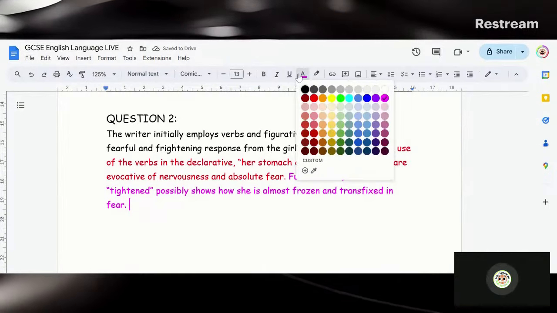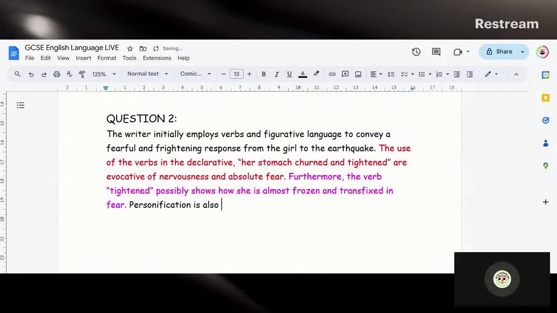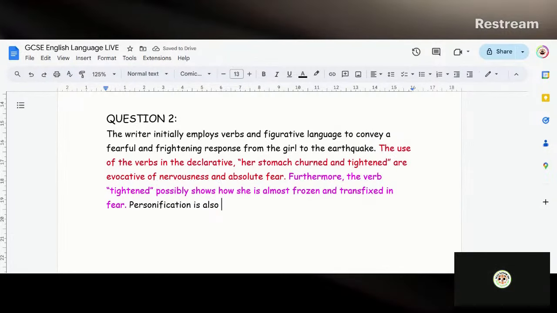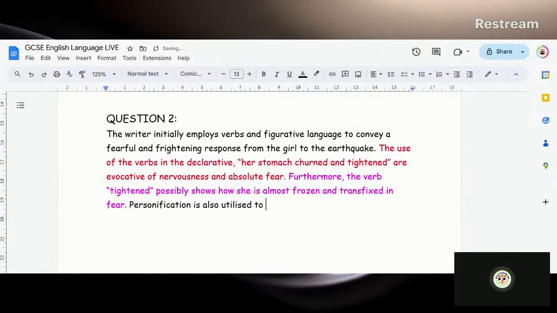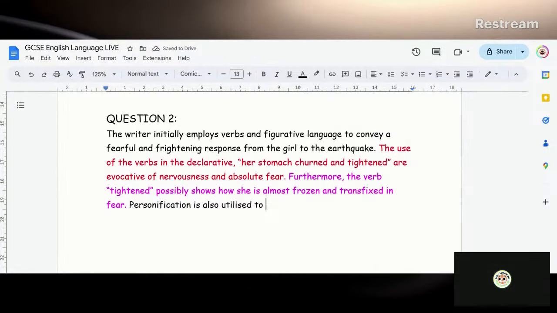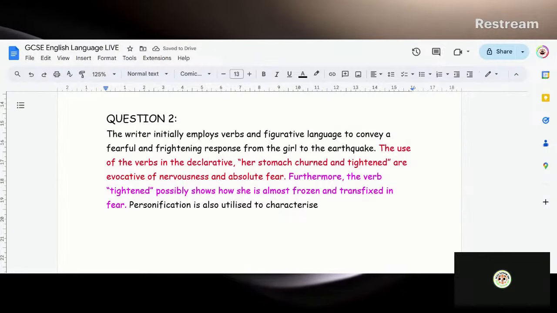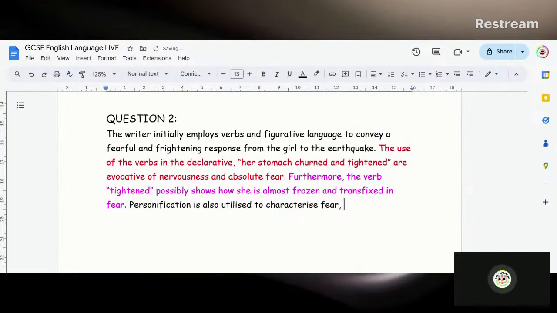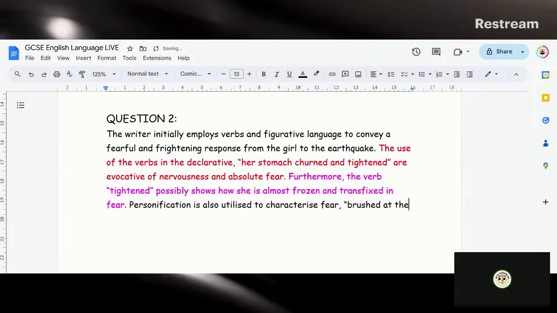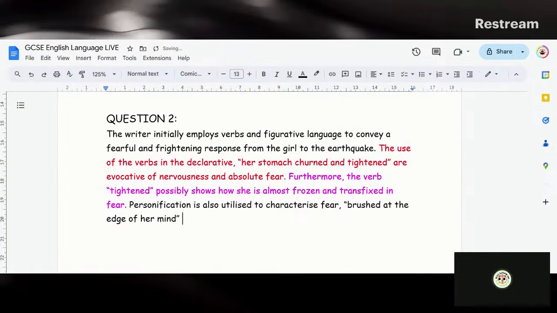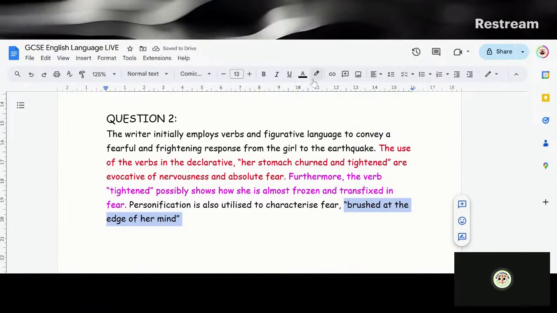Okay, and then we want to begin our second point, but it's in the same paragraph. Personification is also utilized to characterize fear, where it says fear brushed at the edge of her mind. Okay, so this is another application kind of point here, so that's red.